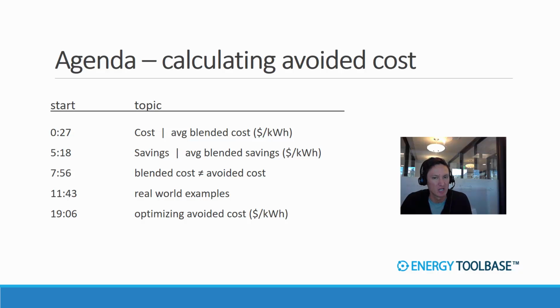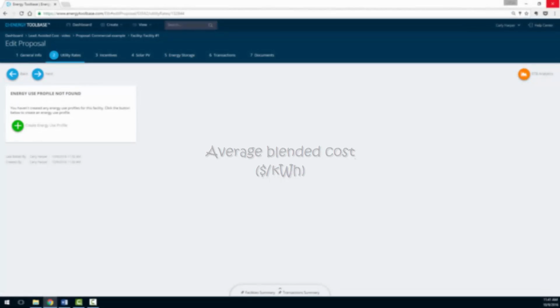We're going to discuss average blended cost and average blended savings. Then we're going to model some real-world examples, and we're going to finish by demoing how to optimize for avoided cost.